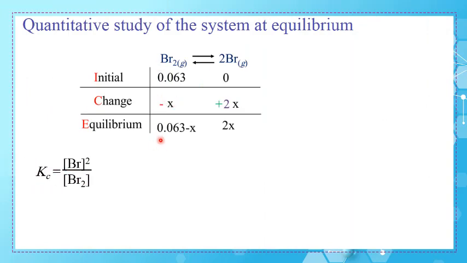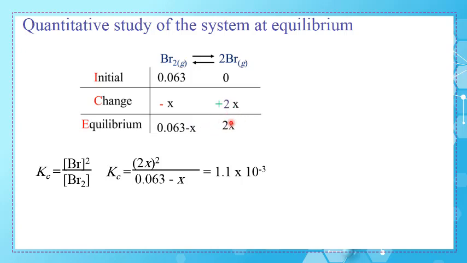This is the same table that is copied again here. You know that in this exercise we were given the value of Kc, and Kc by definition equals the concentration of the product, that is here Br, exponent its stoichiometric coefficient, which is 2, divided by the concentration of the reactant Br2, and the stoichiometric coefficient here is 1. So what is the quantity of Br at equilibrium?